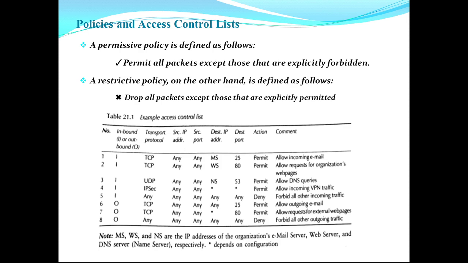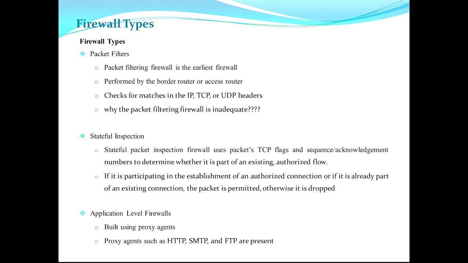Since it's not defined in the access control list, we will simply deny. If you see the second last column, it is mentioned as deny: forbid all other incoming traffic or forbid all other outgoing traffic. Source port number is any, because we don't know where the traffic is originating from. The destination port number is mentioned, but the action is based on the transport protocol or some other access control list defined.